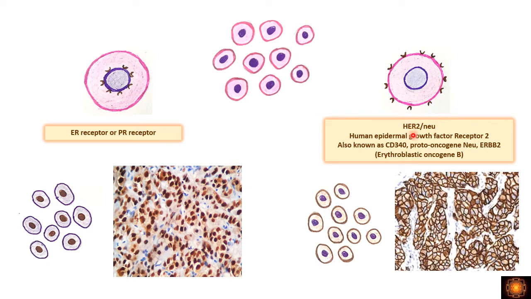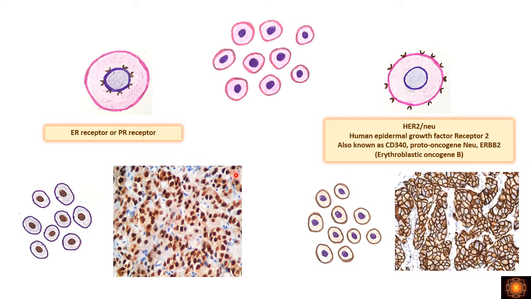Now HER2 is also called human epidermal growth factor receptor 2. Other names for this are CD340, proto-oncogene, or ERBB2. So these are all the other names for HER2/neu. When we do the immunohistochemistry for the tumor cells, if they have the estrogen or the progesterone receptors, then the nucleus will be stained brown.